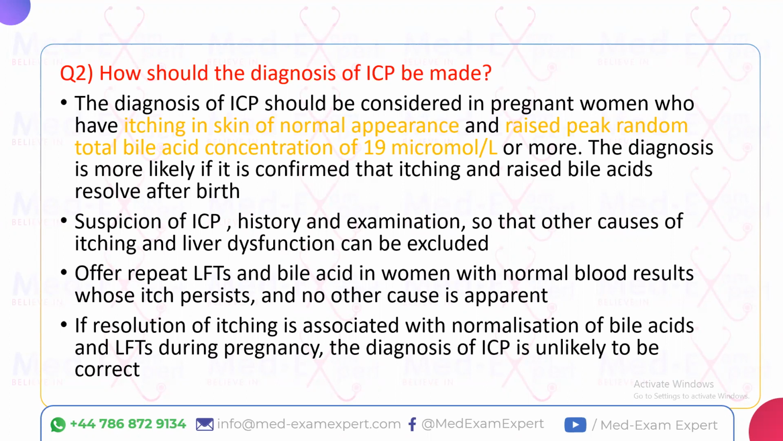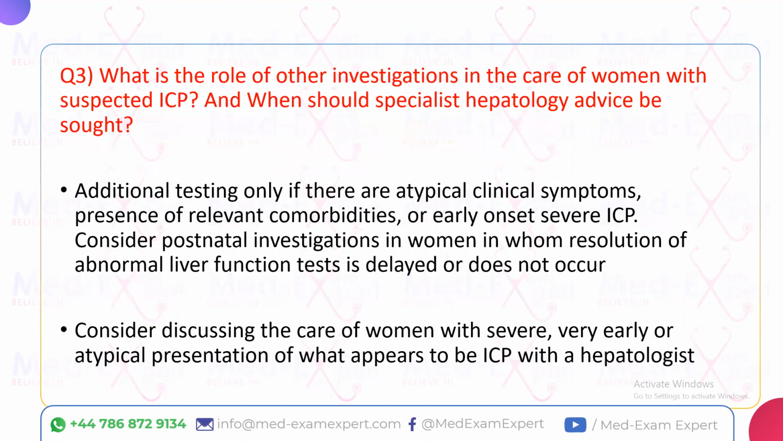Now, the patient has persistent itching, but her LFTs and bile acids are normal. What will you do? You will repeat the test after 1 to 2 weeks. Okay. If the resolution of itching is associated with normalization of bile acids and LFTs during the pregnancy, then the diagnosis of ICP is unlikely to be correct, because ICP is a constant condition of the pregnancy. It will only be resolved with the birth of the baby. Okay, so the only cure is the birth. So if the itching and bile acids have both resolved during the pregnancy, then it is unlikely that it is ICP, right?